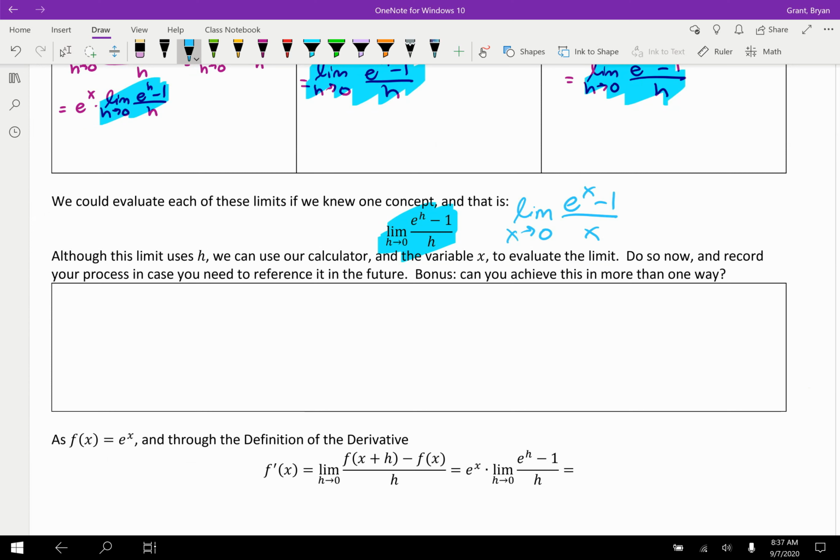And as a reminder, you have 2 ways to do this. If you're using your calculator, though, I would suggest looking at a graph and a table as you get really close to 0. Well, the graph of what? Of course, the graph of e to the x minus 1 divided by x. And let's see what happens close to 0.